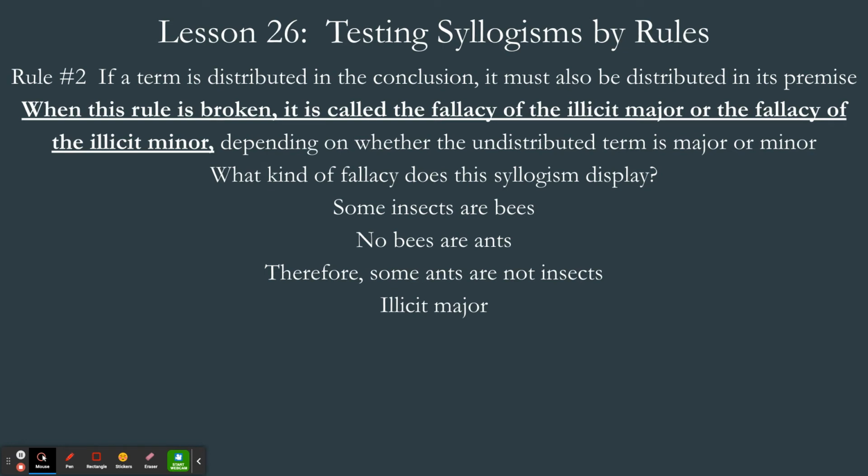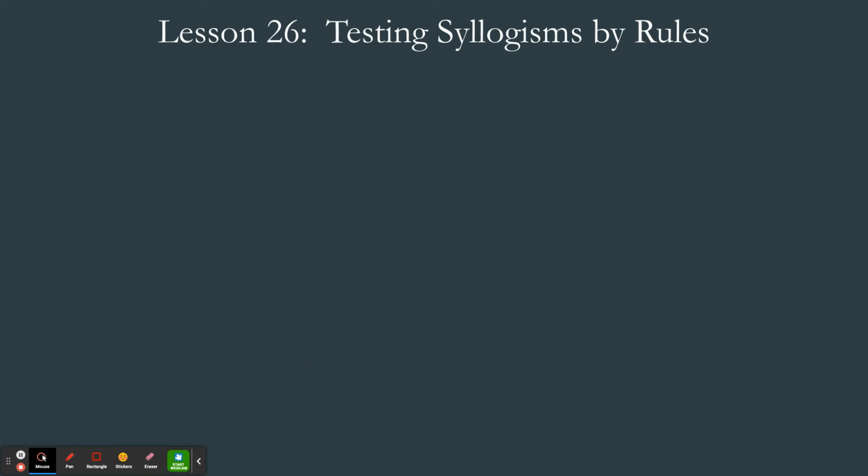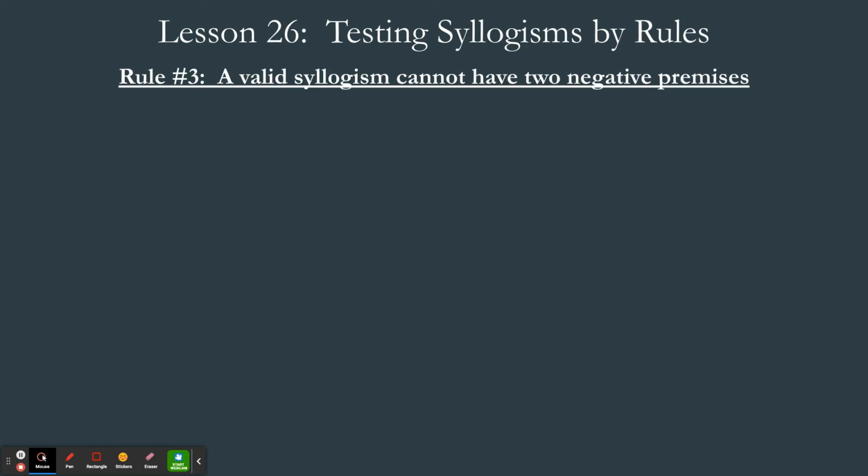So if you want to figure out if something's distributed, would you just look at that square right there? Well, yeah, you can look at that square, or you can remember, however you want to work that out. All right. If your conclusion is an E, that means the subject, which is the minor term, and the predicate, which is the major term, need to both be distributed in the major and the minor premise. So rule number 3: a valid syllogism cannot have 2 negative premises.